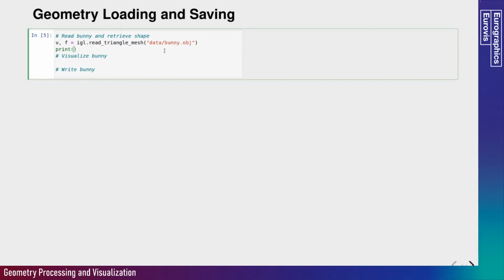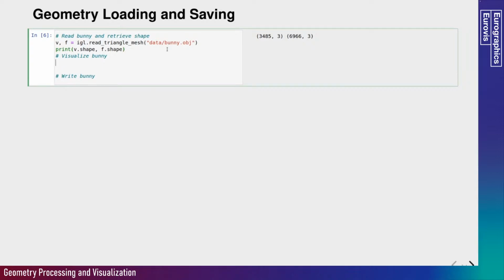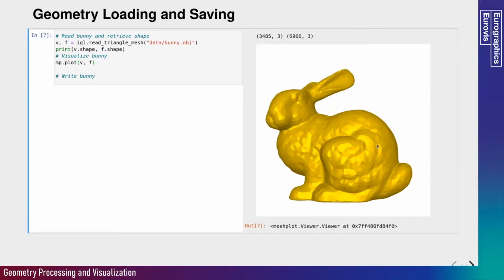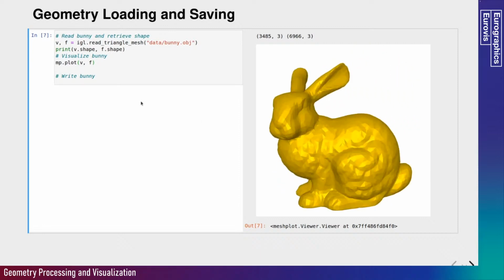So let's first maybe look at the shapes. We see that we actually have 3,485 vertices, and we have roughly 7,000 faces in our bunny object. So next, we want to check that this is actually a bunny that we loaded here. So let's just call the Meshplot function and hand in the vertices as well as the faces. And we see this viewer opens again, and we can look at our geometry.